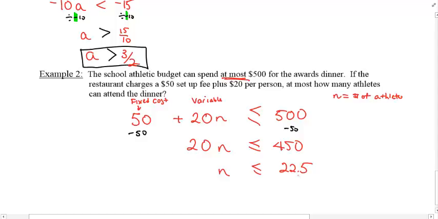That doesn't make sense. So I'll say at most, you can invite 22 athletes. Because it wouldn't be nice just to invite someone's left side and not the right hand side. Okay, so in this case, round down.